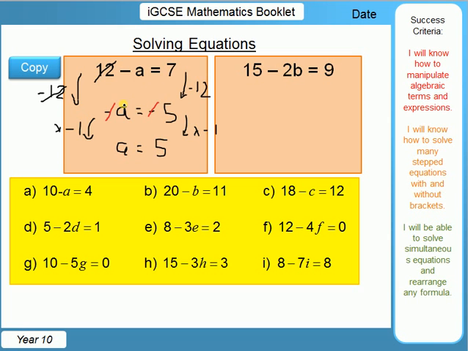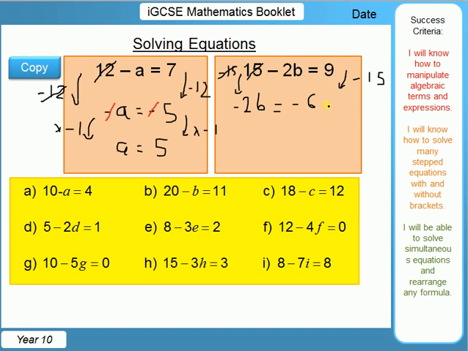We will do the second equation in exactly the same way. What's the opposite of plus 15? Well, that is minus 15. So we minus 15 to both sides. This cancels with the 15. We're left with minus 2b. 9 minus 15, be careful, is minus 6.